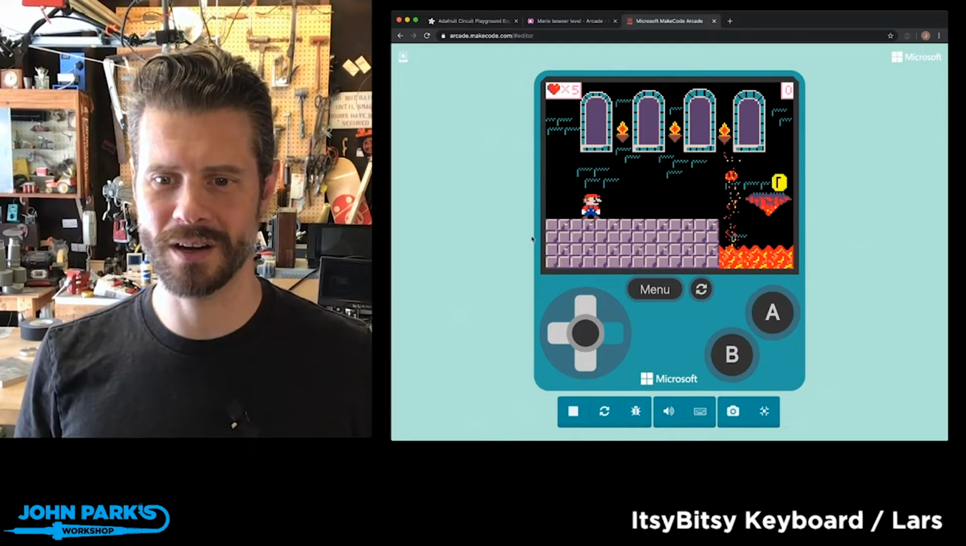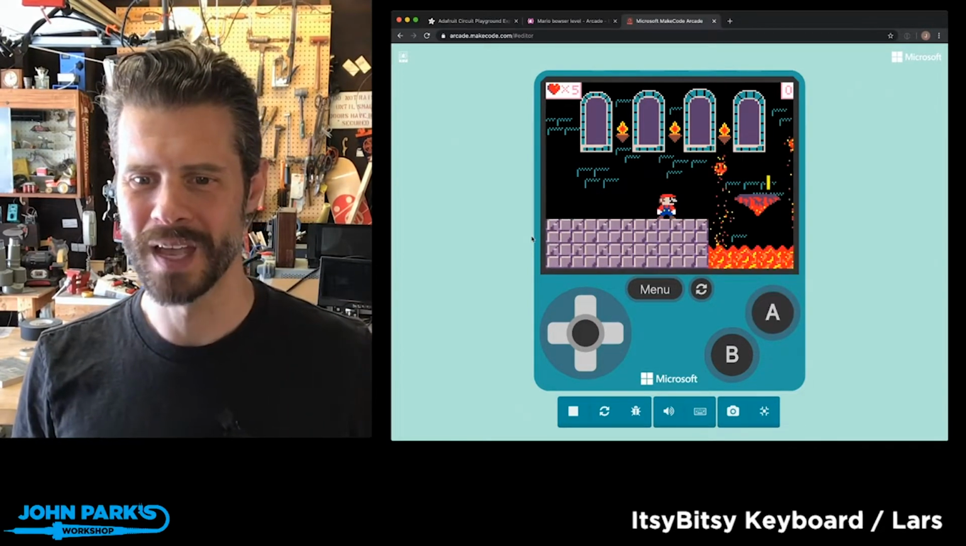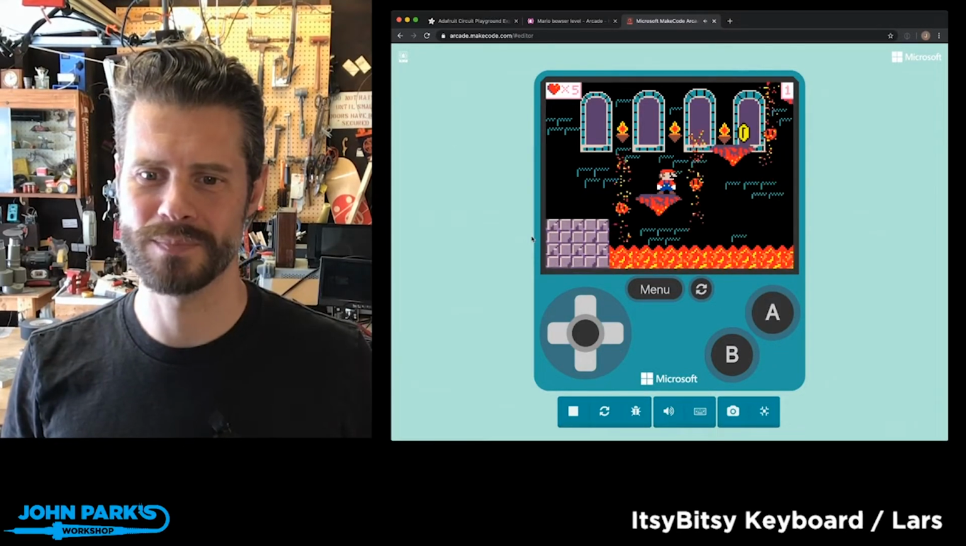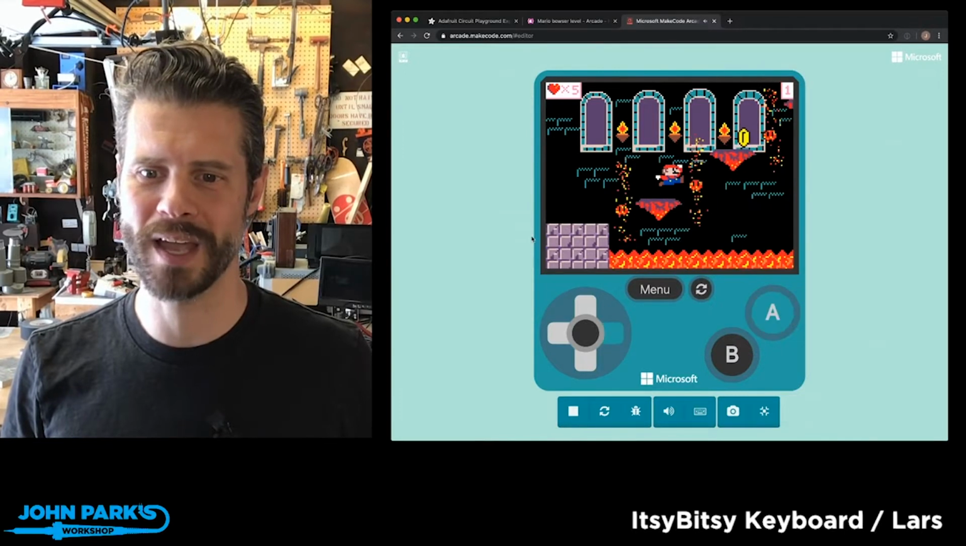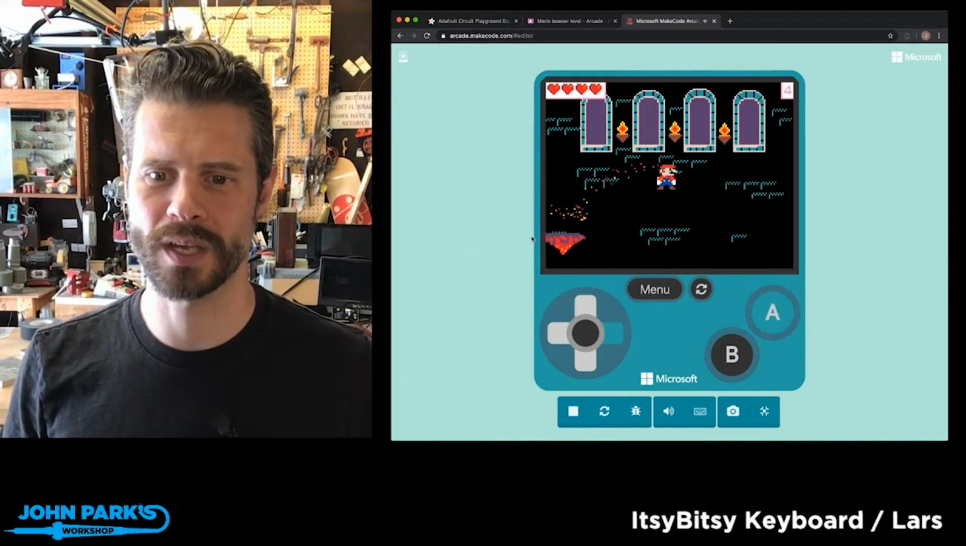You can see here, it's got fantastic graphics. There's a little jumping Mario. We have fireballs or lava flames to get out of the way of. We got coins to collect. We jump onto these platforms, and I hope we land on something.